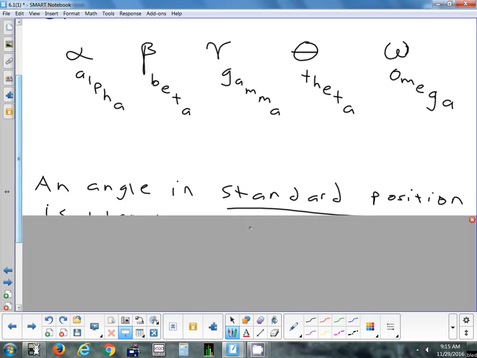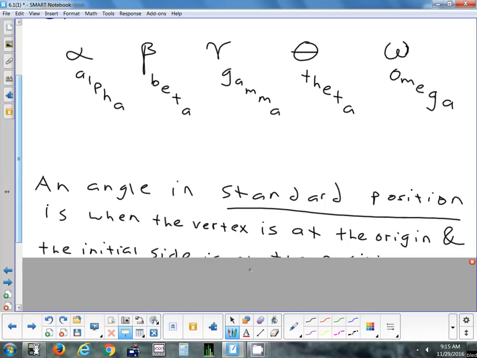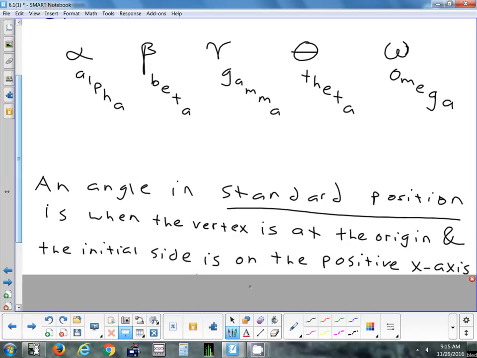All right, so when we sketch an angle, like if I asked you to sketch a 45-degree angle, generally we like to put the initial side and the terminal side in a certain spot. So that makes everybody's 45-degree angle look the same. And the way we like to sketch it is called standard position. Two things have to happen for an angle to be in standard position. The initial side has to be on the positive x-axis, and the vertex of your angle has to be at the origin.